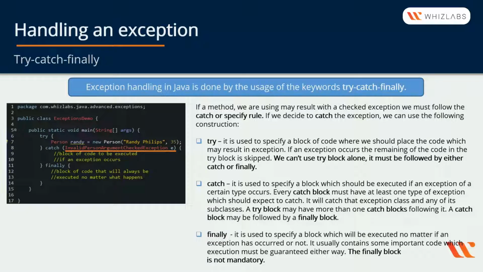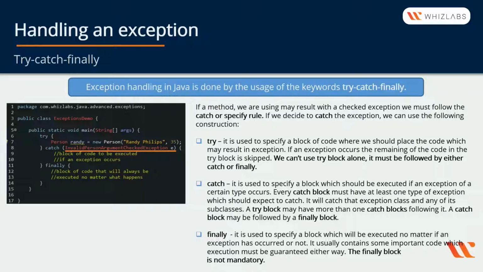We will explain each of those keywords one by one, how they are used, when and why, so don't be scared. Try is used to specify a block of code where we should place the code which may result in an exception. If an exception occurs, the remaining code in the try block is skipped. We can't use a try block alone. It must be followed by either catch or finally.